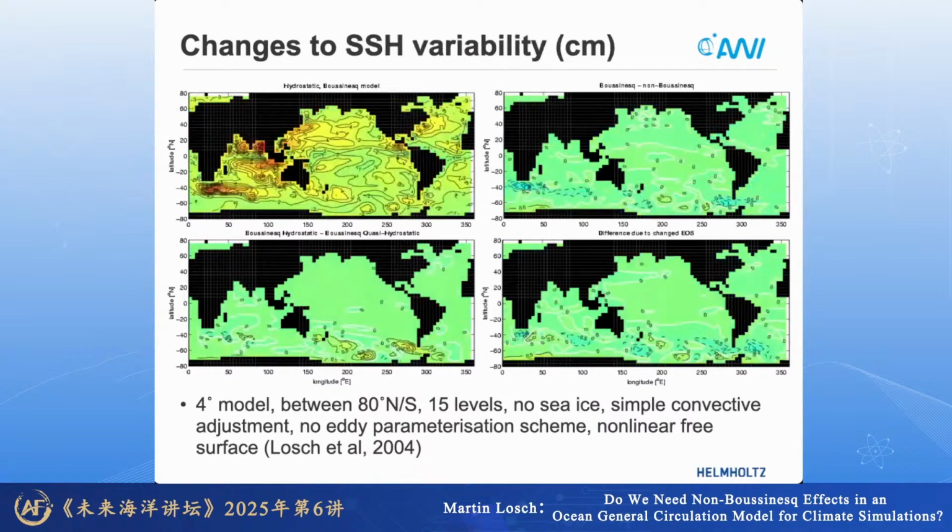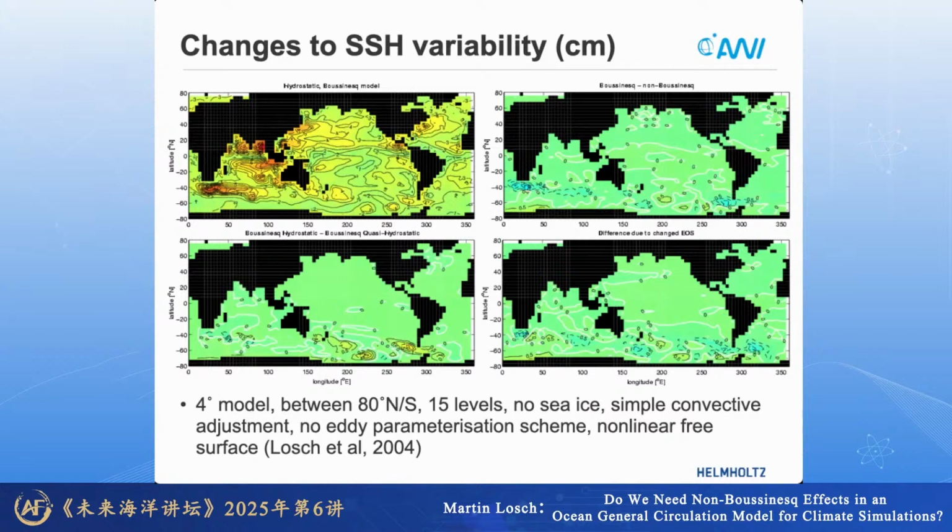Okay. Next, I'll compare the sea surface height variability. Now, this is a very coarse model, so you don't expect that much variability, but there is some. The bottom line is that again the non-Boussinesq effects are small compared to the signal, but they're still on the order of 10% or so. But for the quasi-hydrostatic approximation, it's the same order, if not even larger.